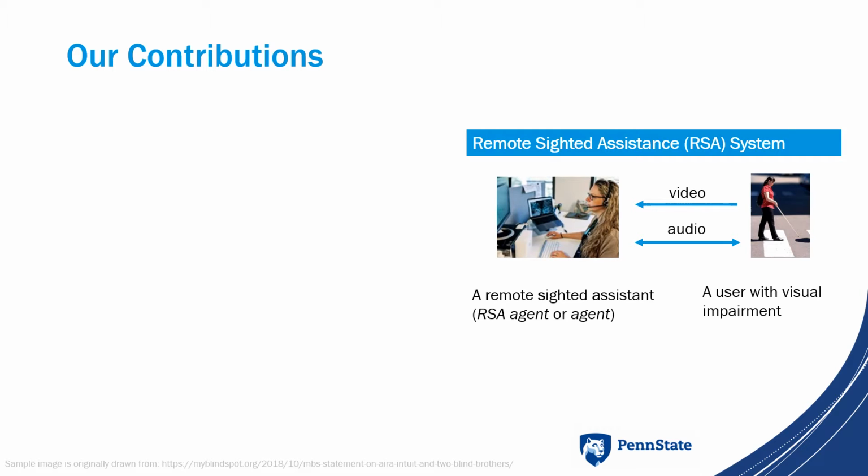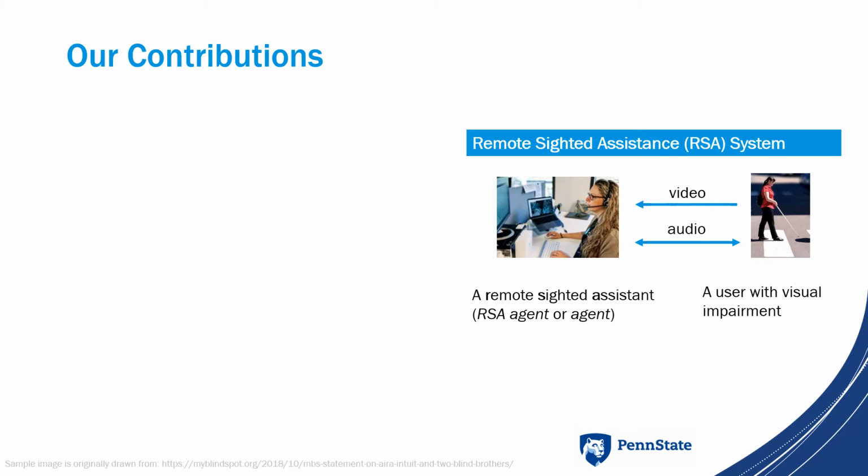Remote Site Assistance, or RSA in short, is a navigational aid for people with visual impairments, where they use a smartphone app to call a remote-sighted person while sharing their live camera feed. The remote-sighted person, or agent, interprets the live camera feed and provides navigational assistance to the user through natural conversation.